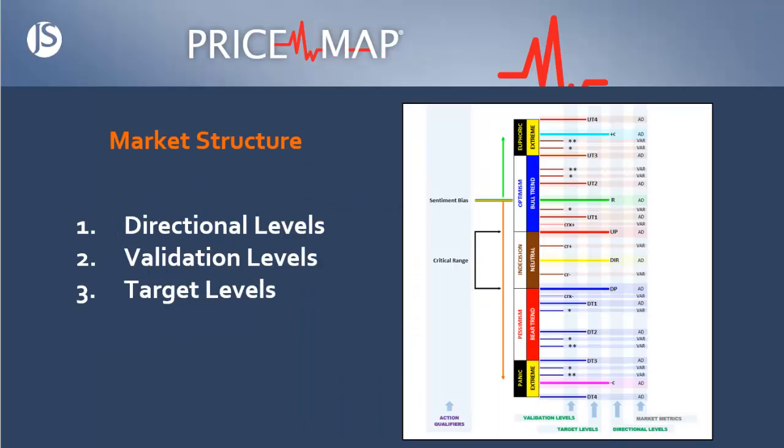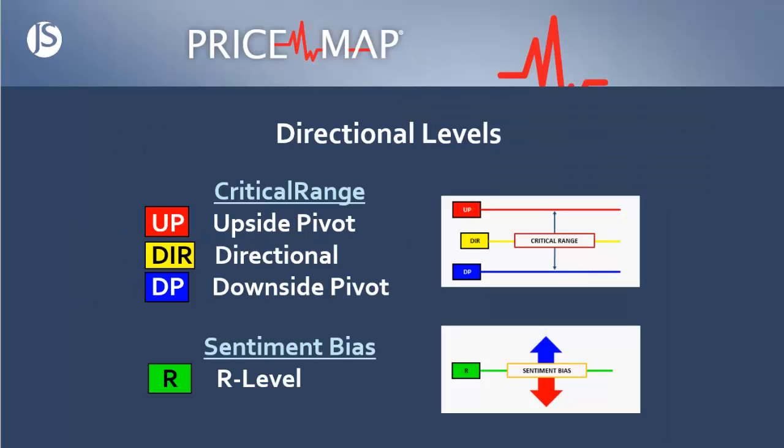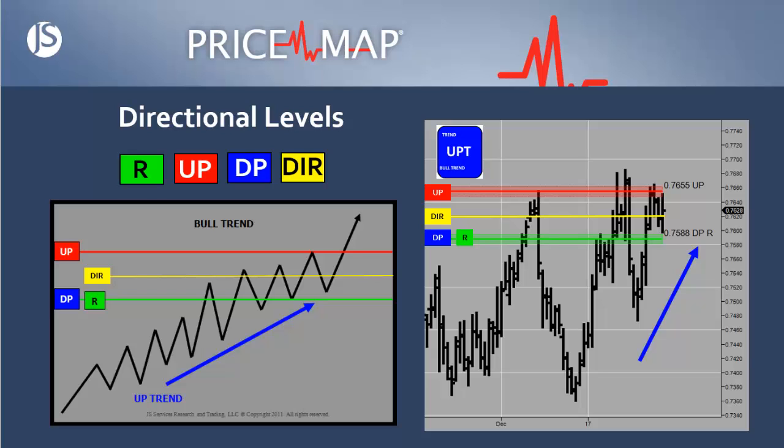The real value of the price map is the insight it provides by how a level is qualified. The levels are divided into three groups: directional levels, validation levels, and target levels. Price map directional levels define the foundation pillars of the market structure, which are the critical range bounded by the UP, upside pivot, and DP, downside pivot, with the directional, the midpoint pivot, and the R level, which identifies the sentiment bias for the market state.